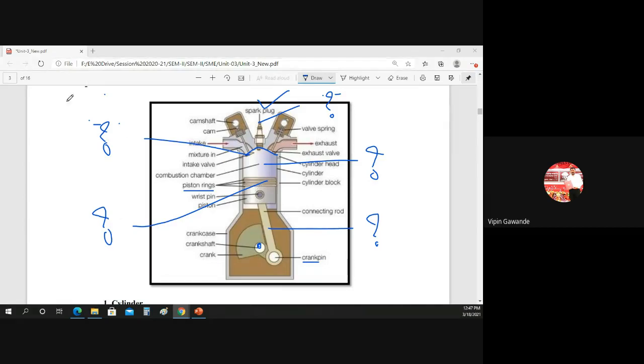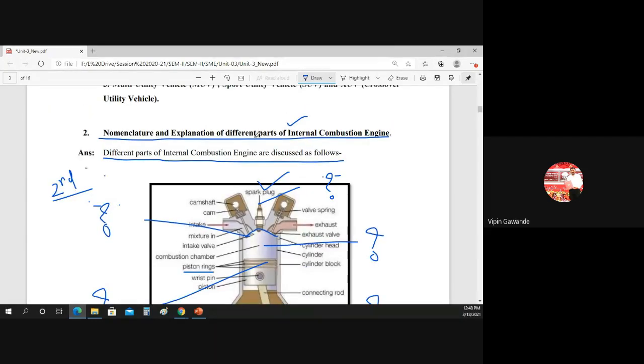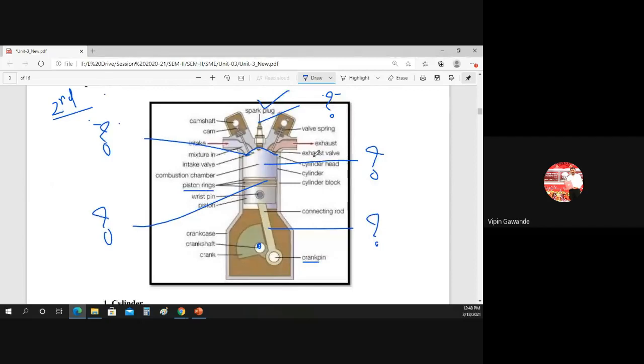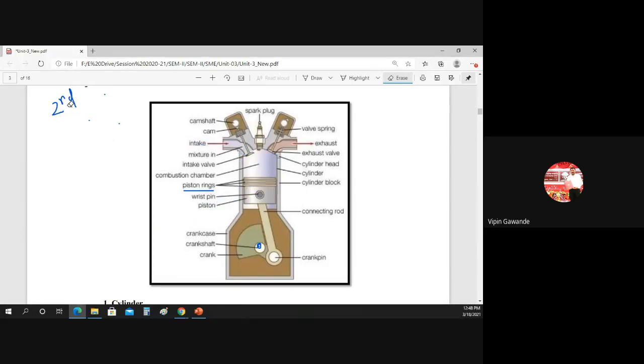This is your second assignment. You have to write down all the parts. The question is: nomenclature and explanation of different parts of an internal combustion engine. At the end of this lecture, I will provide you this PDF. You have to draw a neat diagram and mention all the parts on it, and at the same time explain what these parts mean. So now let us take them one by one.